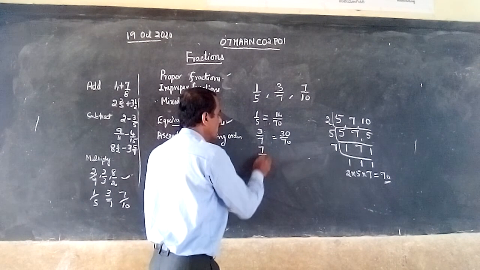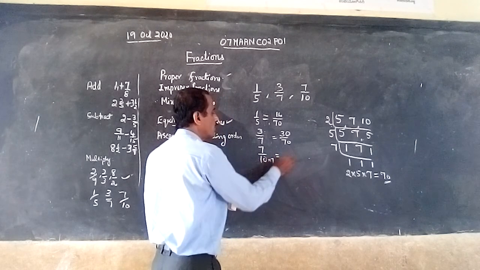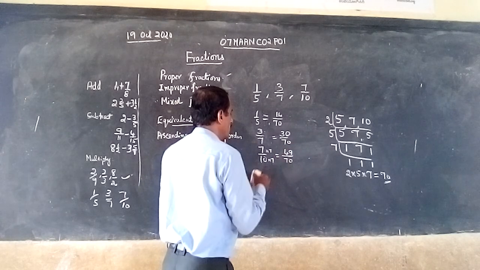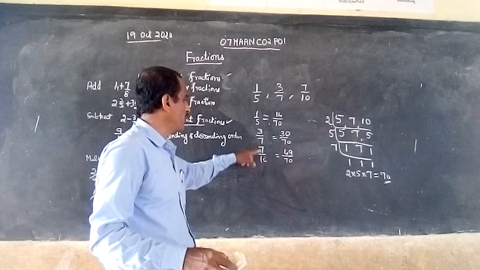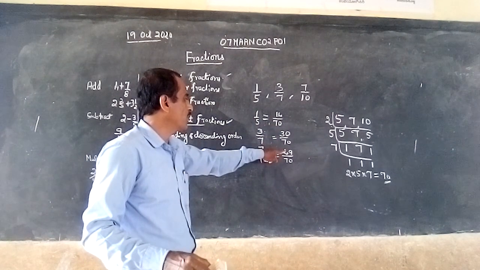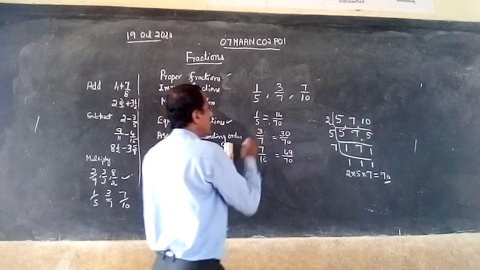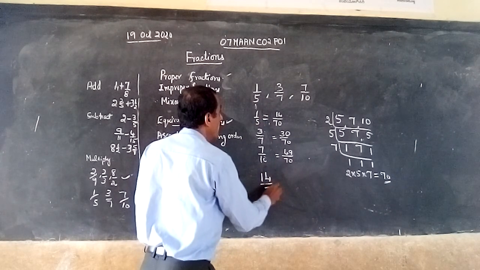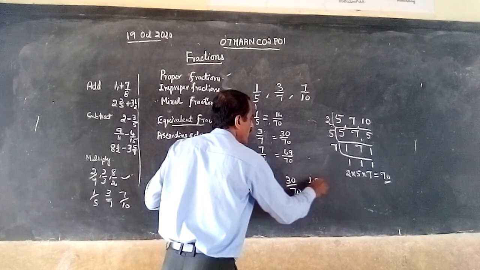Next, 7 by 10. How to get 70? You have to multiply the denominator by 7 to get 70. So here also you have to multiply by 7. It becomes 49. So the equivalent fractions of 1 by 5, 3 by 7 and 7 by 10 are 14 by 70, 30 by 70, 49 by 70. So you can write 14 by 70, 30 by 70, then 49 by 70.